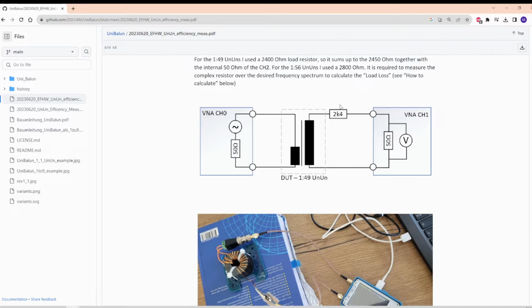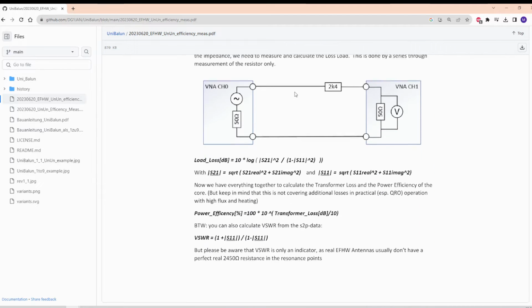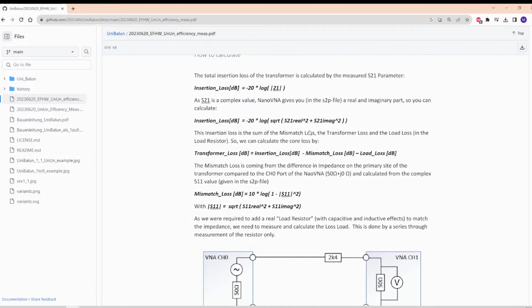And in order to compensate for that, because the nano VNA is a 50 ohm system, we need to know how that behaves in a 50 ohm environment, especially considering that it's not a purely resistive load. It has also capacitive elements and inductive elements, and we need to know that with the nano VNA and calculate that out using those formulas below here.